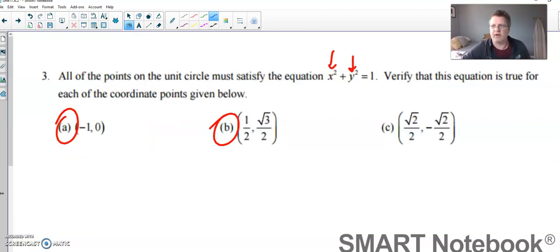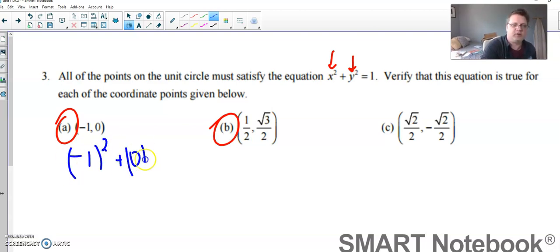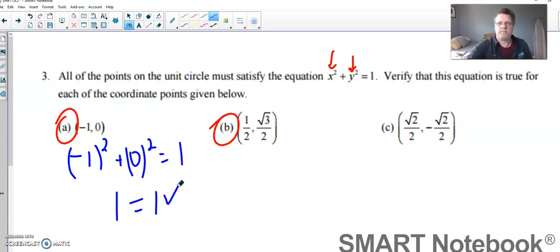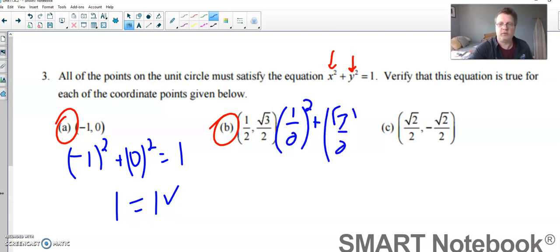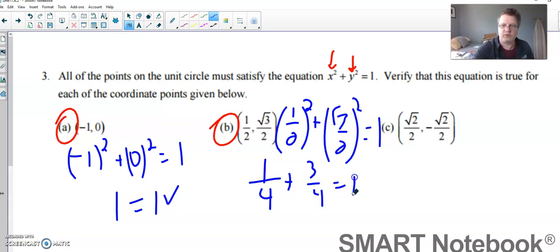All these points must verify this equation is true for each of the coordinates. So you have to show me the steps, okay, in the hand in assignment. So this is your x. We have negative 1 squared plus 0 squared equals 1. 1 equals 1. There's your check. Okay. 1/2 squared plus root 3 over 2 squared equals 1. Okay. When you go through and do this, you get 1/4 plus 3/4 equals 1. 1 equals 1. That's a check. Okay. That's how you verify it. That's all you have to do. Okay.